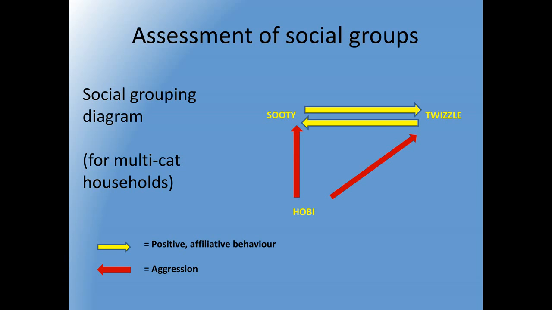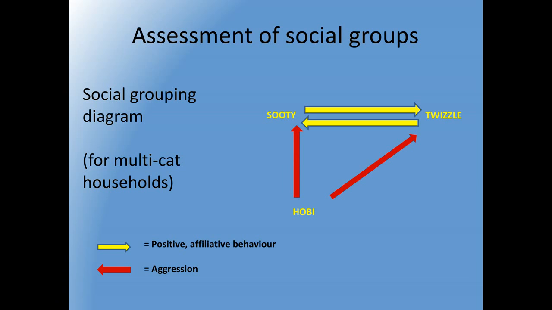So you can see here we have Sooty, Twizzle and Hobie. And then when you see a cat showing positive behaviour to another cat, for example, grooming another cat or doing a nose-to-nose greeting with another cat, and I'll show you some more examples of this in just a second, you do an arrow, in this example in yellow, going from the cat that is initiating that behaviour to the cat that's receiving the behaviour.